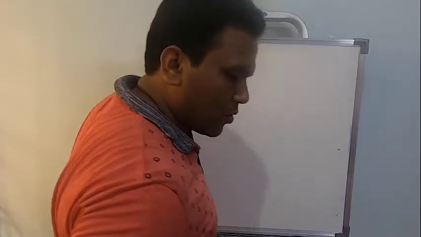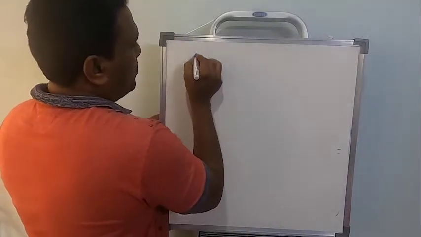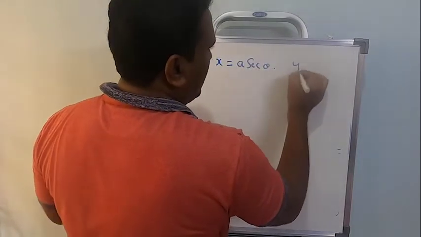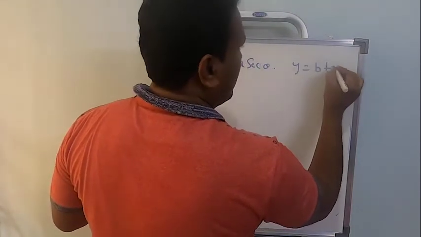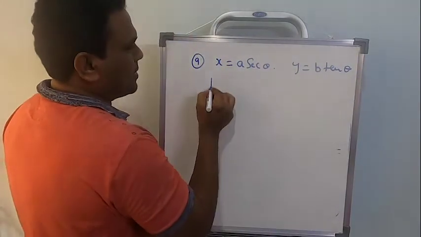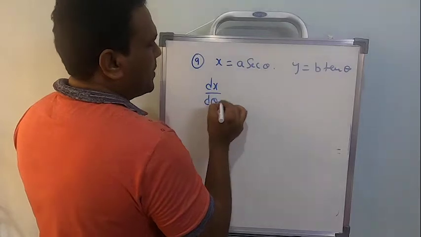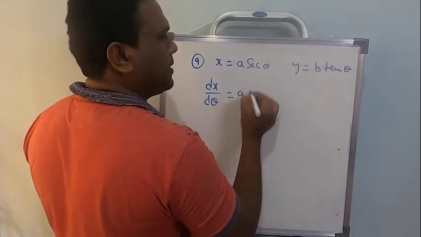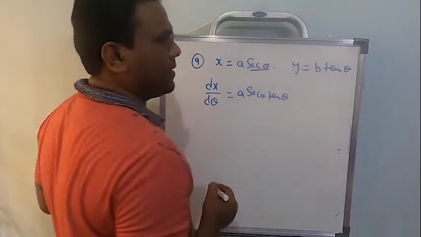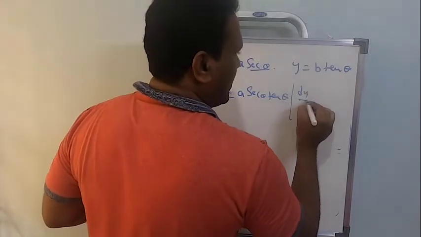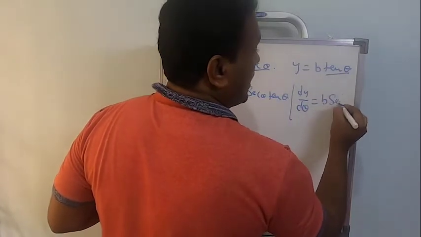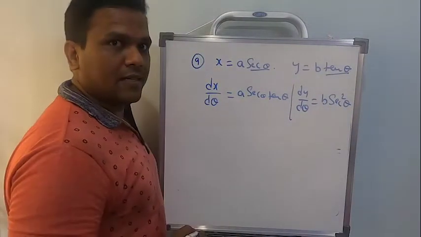So now let's move on to problem number 9. In problem number 9, what is given? x equal to a secant theta and y is equal to b tan theta. Quite easy to solve. So let's consider dx by d theta. a is a constant and differentiation of secant theta will be secant theta multiplied by tan theta, and similarly dy by d theta will be b multiplied by differentiation of tan, secant square theta.